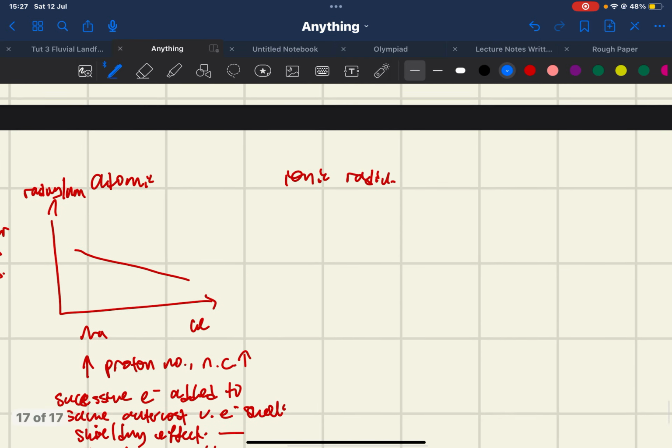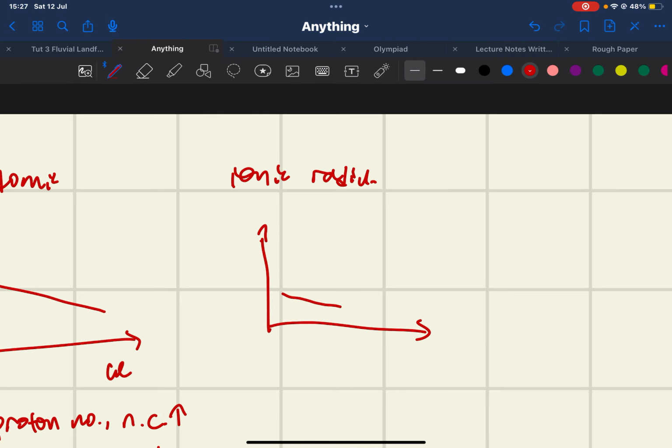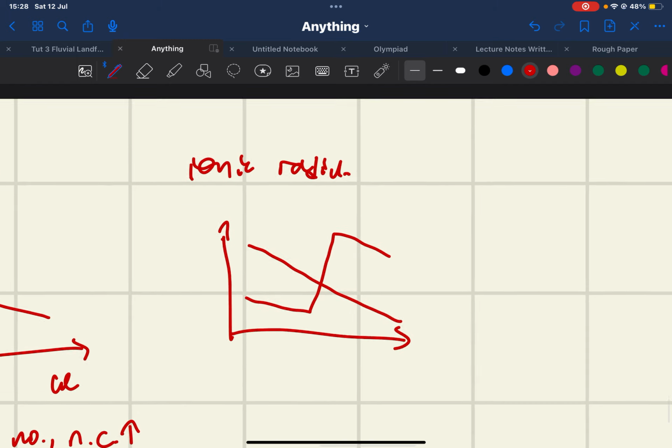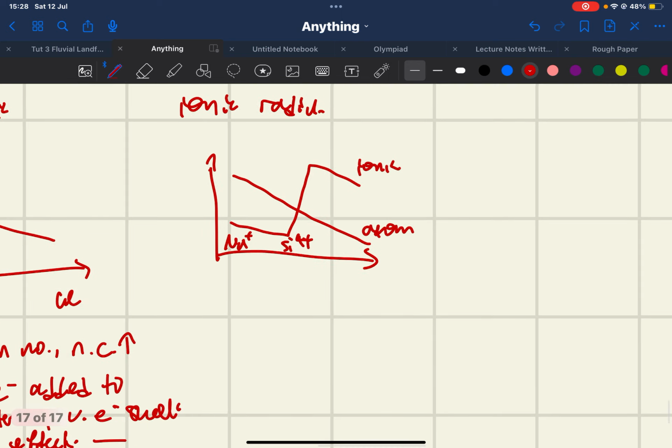So now I'm going to explain ionic radius. How it works is that we have this, then we rise. This will be your atomic, and this is your ionic. This is actually silicon, so I'll say sodium plus or silicon 4 plus. I'm not going to draw the ones in between. So from sodium, let me explain why.